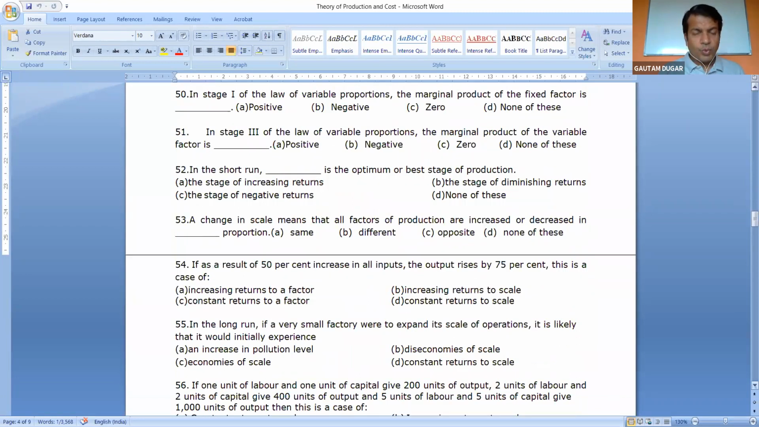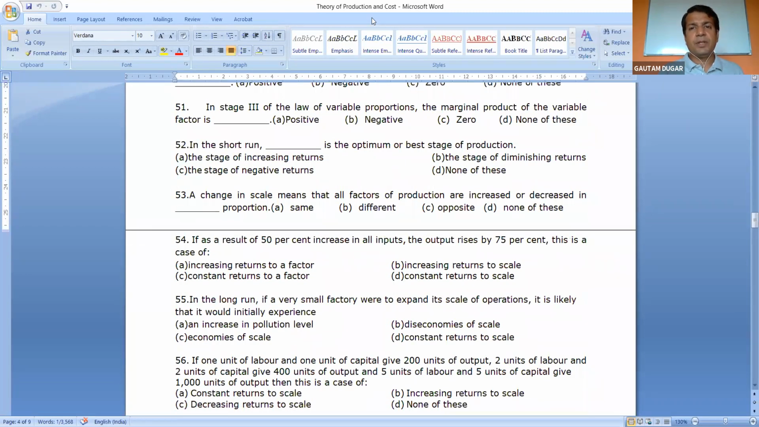Next, 52. Which one is the best stage to operate? Obviously, the stage of diminishing returns, we discussed it a lot of times. So 52 was B, that's right. 53. A change in scale. Now comes the long run. In the long run, you must know what happens. All factors of production are variable.